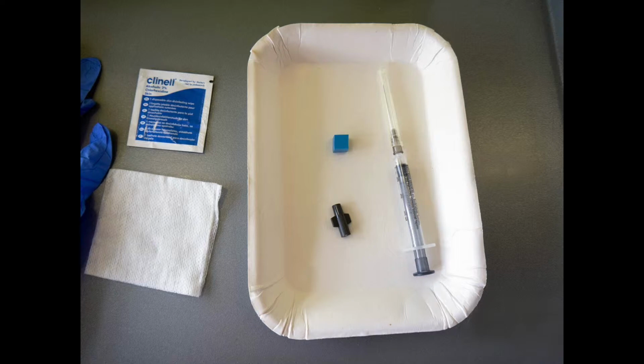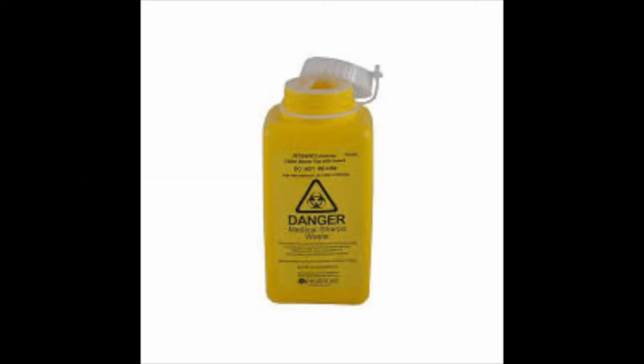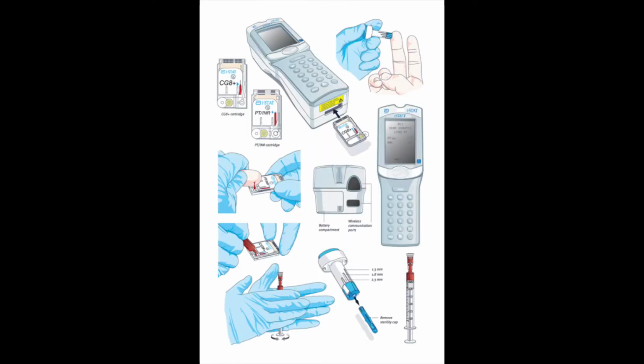You'll need a cap for the syringe, a plastic bung, local anesthetic if that's decreed by your local service, an alcohol swab, gauze, tape, a sharps bin, and for this demonstration, an iStat machine and a cartridge for the iStat machine. Now, to perform the analysis of the blood, you also need to collect the sample.